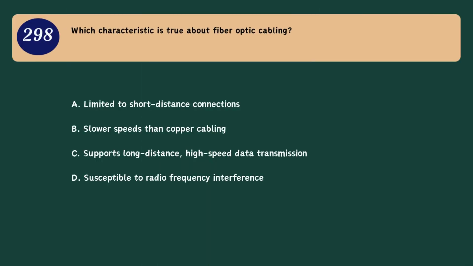Question 298. Which characteristic is true about fiber optic cabling? A. Limited to short-distance connections. B. Slower speeds than copper cabling. C. Supports long-distance, high-speed data transmission. D. Susceptible to radio frequency interference.